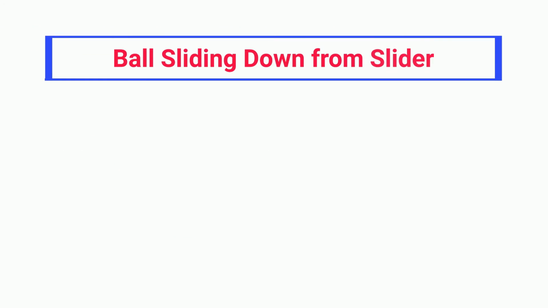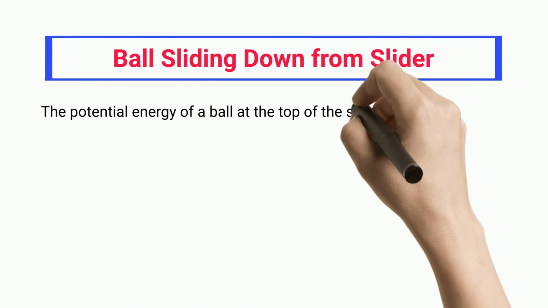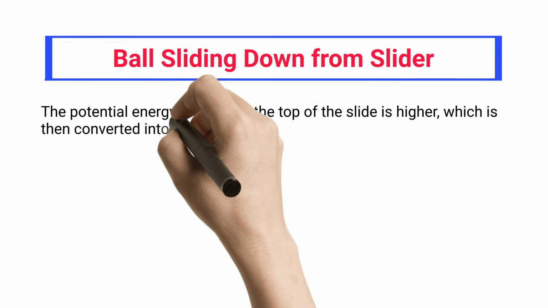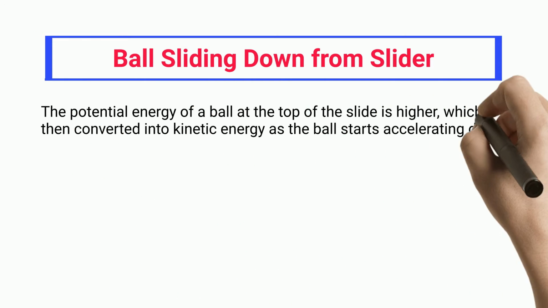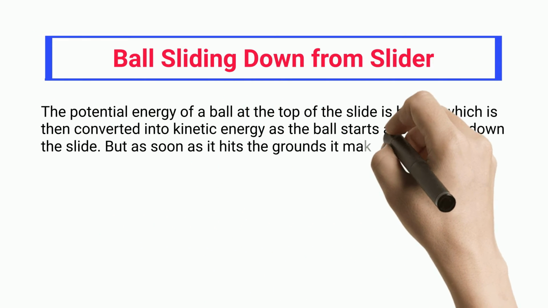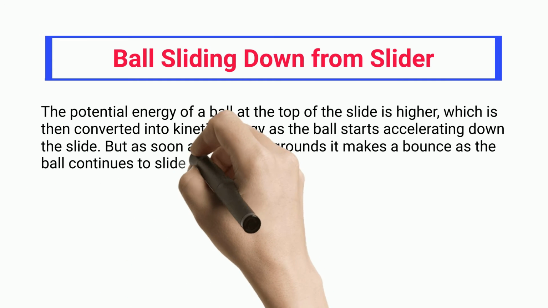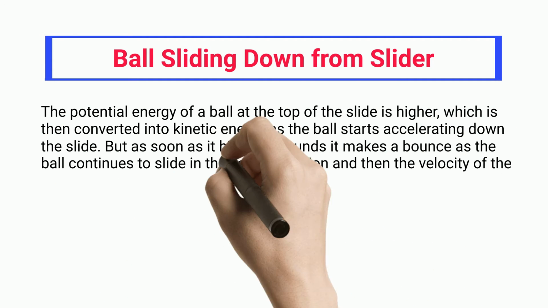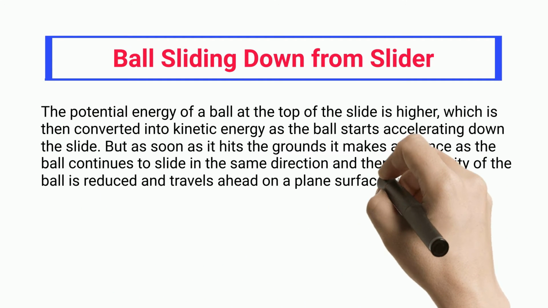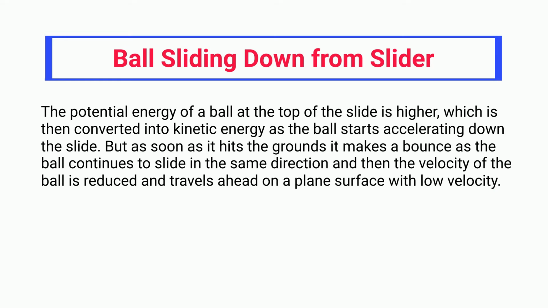Ball sliding down from slider. The potential energy of a ball at the top of the slide is higher, which is then converted into kinetic energy as the ball starts accelerating down the slide. But as soon as it hits the ground, it makes a bounce as the ball continues to slide in the same direction, and then the velocity of the ball is reduced and it travels ahead on a plane surface with low velocity.